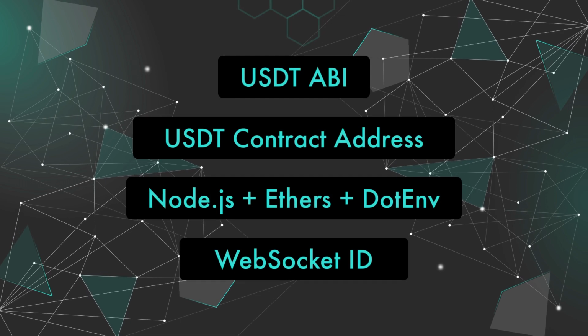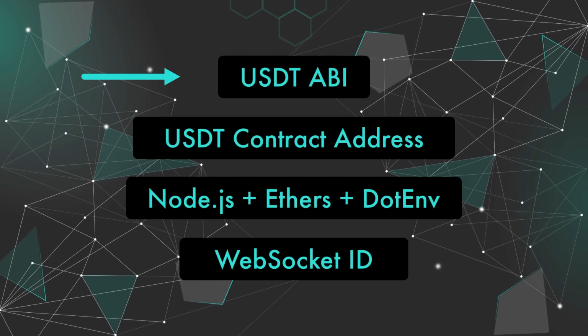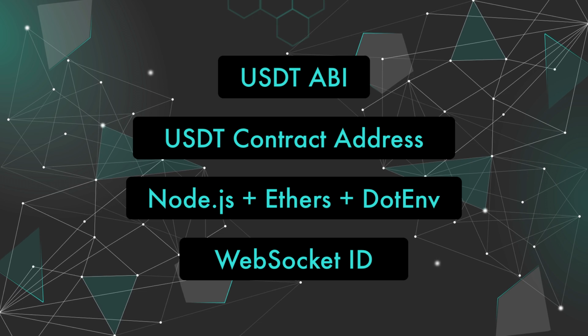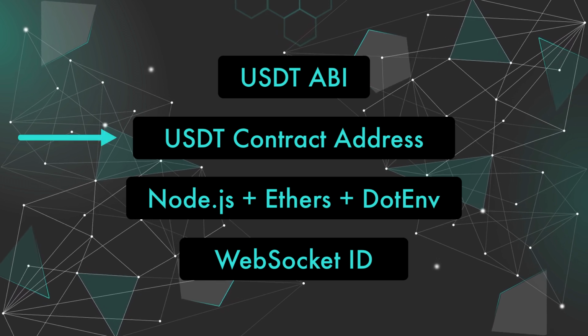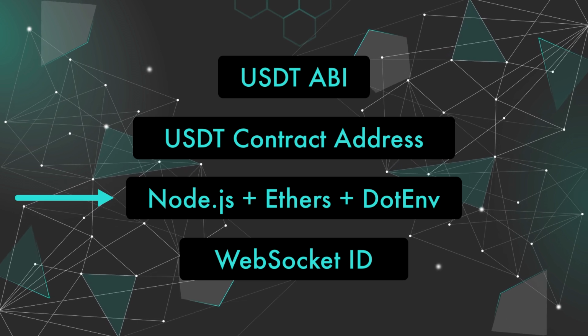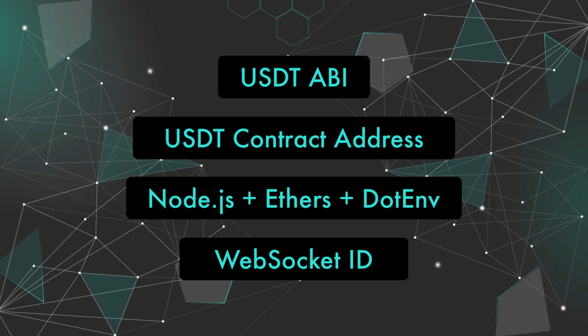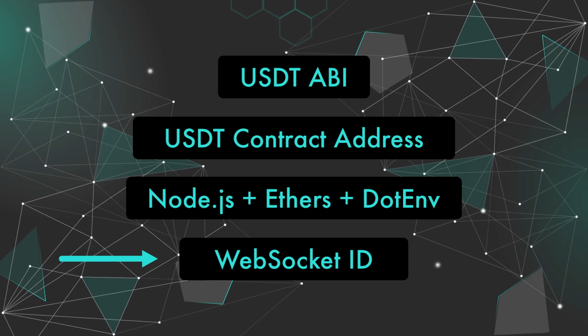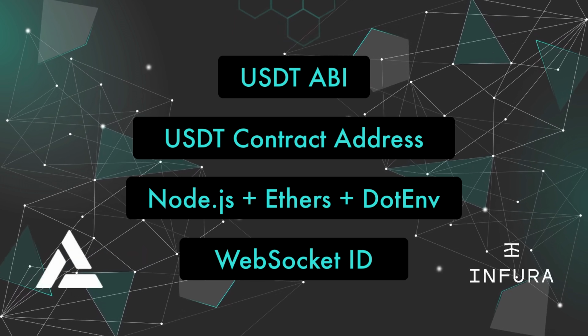Now, to get started, we're going to need a few things. We're going to need the ABI of the token in question. We're also going to need the contract address of this token. Then we're going to need Node.js installed with ethers and dotenv. And then we'll also need a WebSocket URL. We can either get that from Infura or from Alchemy.